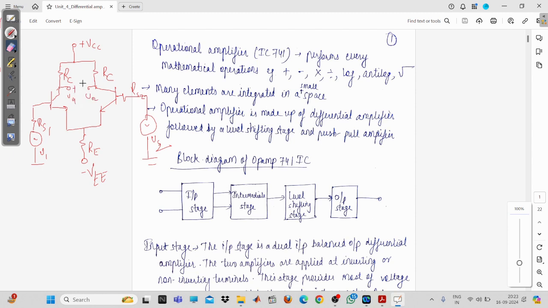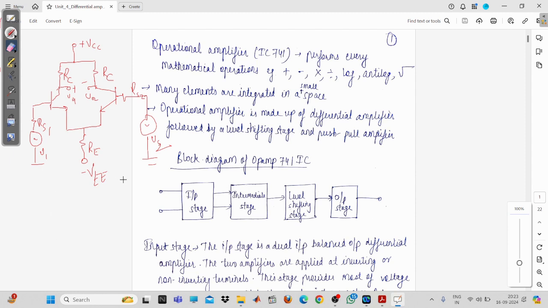Depending upon your multimeter, you can measure the output voltage. Suppose you are keeping the red terminal here, so that will be considered as positive. In that case, it will be V02 minus V01. So this is not the point of discussion.